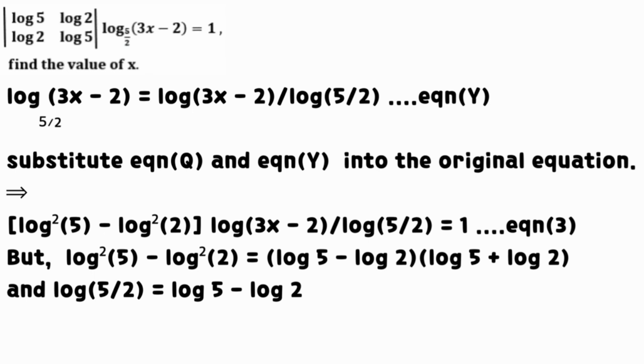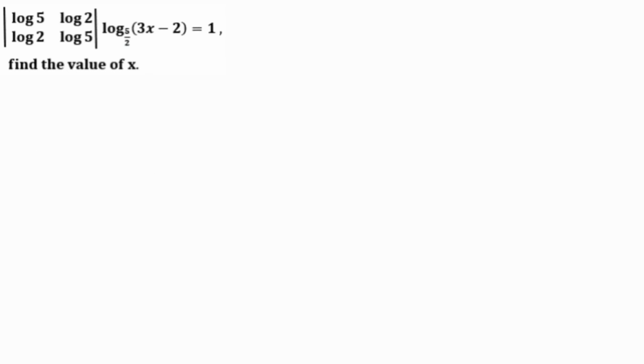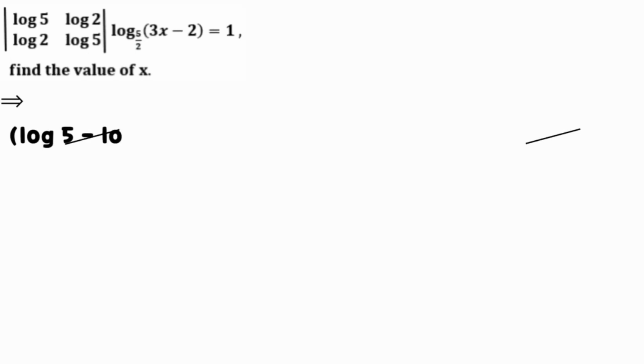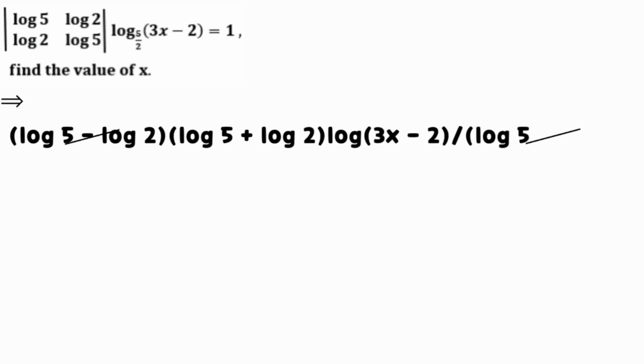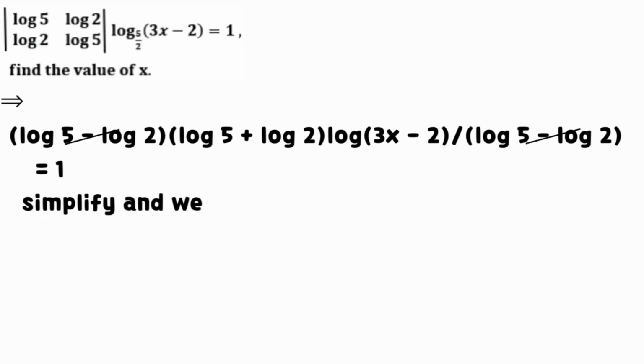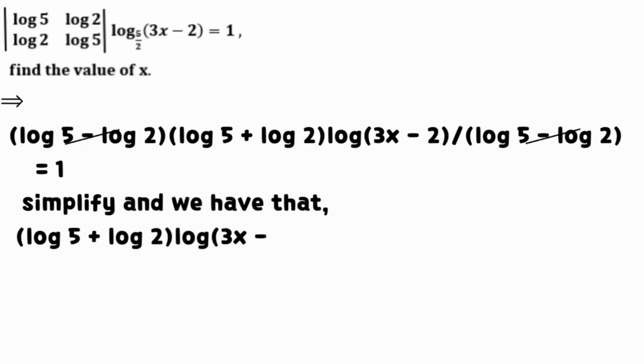But the difference of the square of log 5 and the square of log 2 equals the product of their difference and their sum. By the law of logarithm, log 5 divided by 2 equals log 5 minus log 2. It means that the product of the difference of log 5 and log 2 and their sum, multiplied by log 3 times x minus 2 all divided by the difference of log 5 and log 2, equals 1.